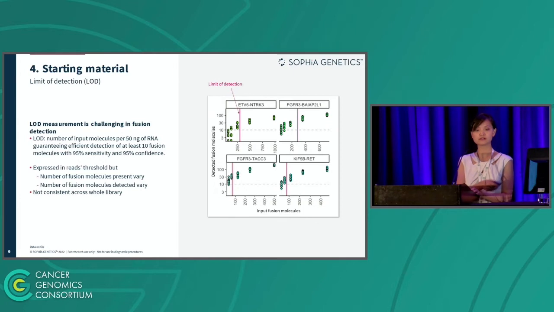So this graph here on the right is depicting the limit of detection of a number of fusion events, expressed in terms of the number of input fusion molecules that guarantees efficient detection of at least 10 fusion molecules with 95% sensitivity within a 95% confidence interval. You can see, based on the limit of detection line in the graph, that it's variable across different fusion events. And we've seen the range from about an LOD of 100 molecules to even up to 400.